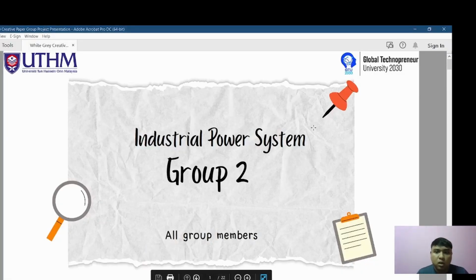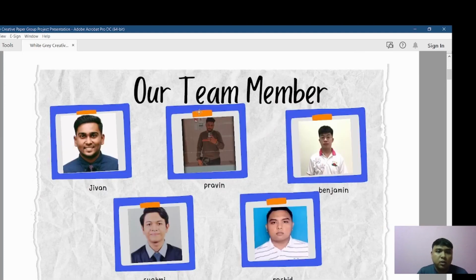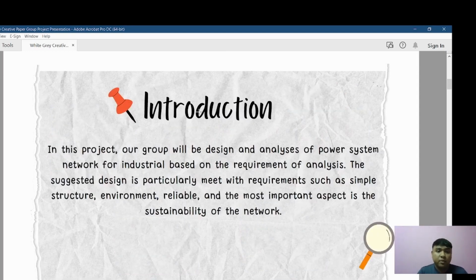So I would like to present our industrial power system project, which our group members will present. This is our team: Jivan, Praveen, Benjamin, Shami, and me, Rashid. For the introduction, this project designs and analyzes the power system network for industry, based on the requirements of the analysis in the group assignment.